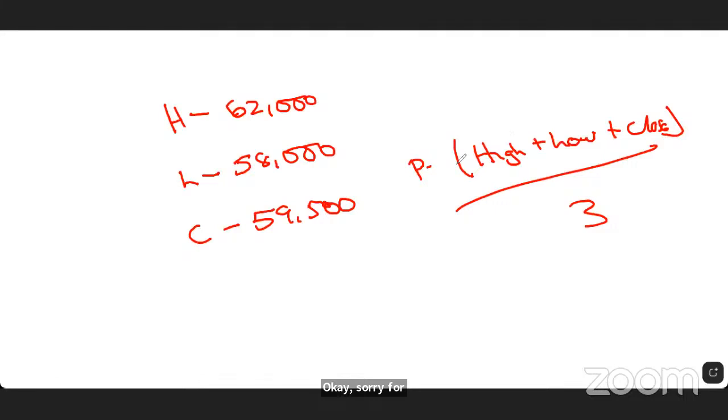So the highest price for yesterday, the lowest price, plus the close, divided by 3, will be the pivot point. What is the answer for those following? Let me see some answers in the chat. Let me try to solve this.